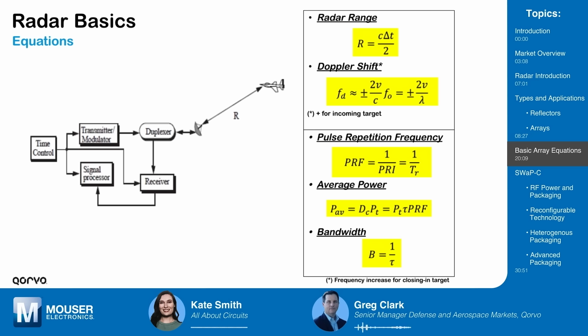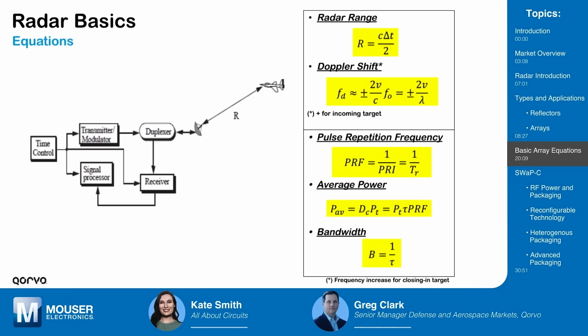You have pulse repetition frequency. We'll talk about this more in depth, but basically this is the number of pulses repeated in a signal in a specific time. It's the inverse of the pulse repetition interval. These are basic radar terms that radar system engineers will talk to you about.